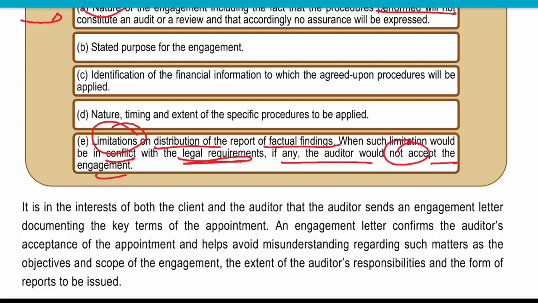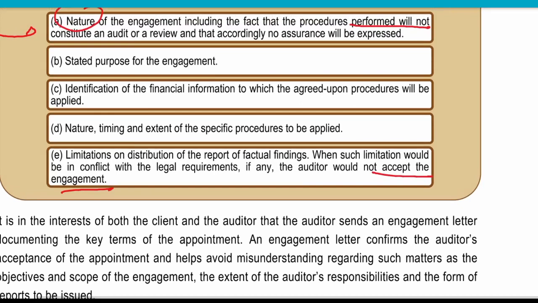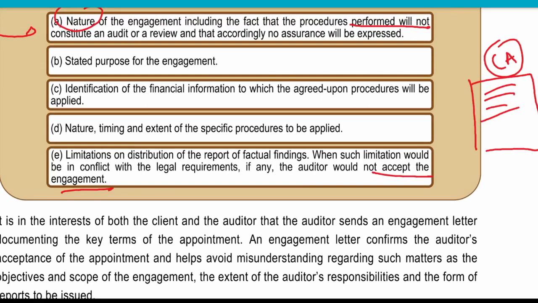Now, it is possible that the client or the law by itself does not allow the limitation of distribution. In that case, you do not need to accept that particular engagement. Why? Because the entity might show that a CA has given this particular report, and the general public might get confused between the audit report and this reporting. They may not realize there is no assurance and that the person is not independent, etc. So there must be a limitation on distribution of this report of factual findings.